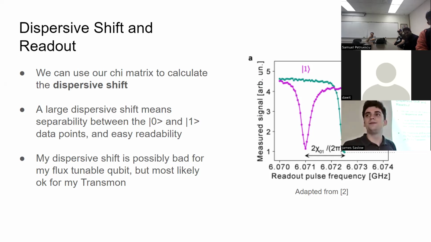Your readout frequency is, let's say, 6.07 gigahertz. What's your excitation frequency from this? Oh, this is just a plot that I adapted from another source. So this isn't mine. I'm just borrowing it to show what behavior I want to replicate. But I have references at the end, and you can take a look at the paper.